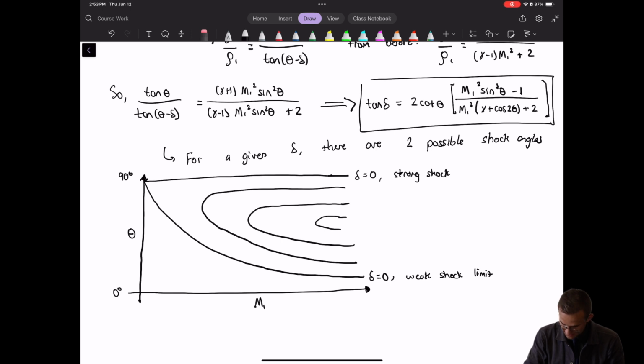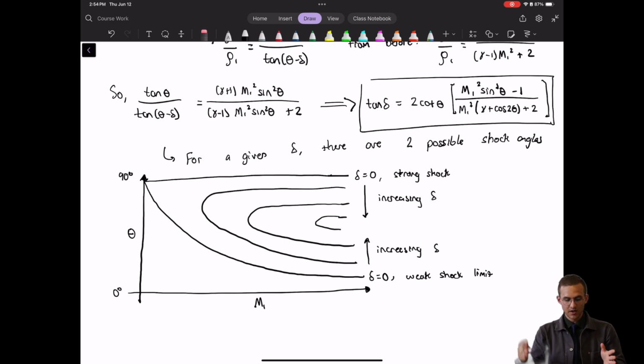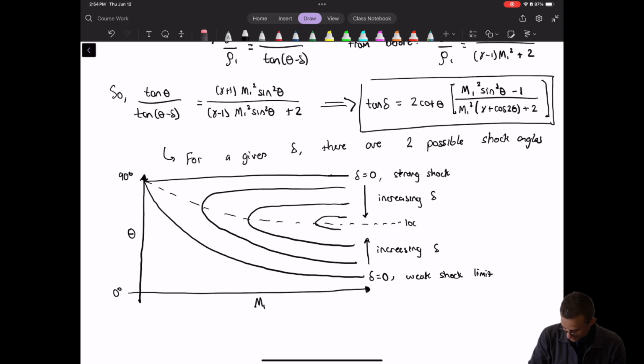Okay, and then each of these, in this direction you have increasing delta. And then in this direction you have increasing delta. And then if you fix a certain Mach number and you go to whatever the maximum deflection angle will be, that's what I'm plotting now, which is a dashed line that runs through the center of these curves. Okay, so that's your locus of delta max.